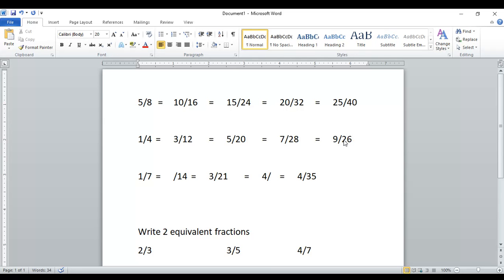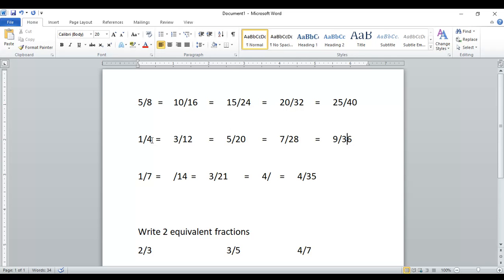And let's look at what we did as far as multiplication goes. So we said 1 times 3 is 3. 4 times 3 is 12. 1 times 5 is 5. 4 times 5 is 20. 1 times 7 is 7. 4 times 7 is 28. 1 times 9 is 9. 9 times 4 is 36. I wrote that in there wrong.